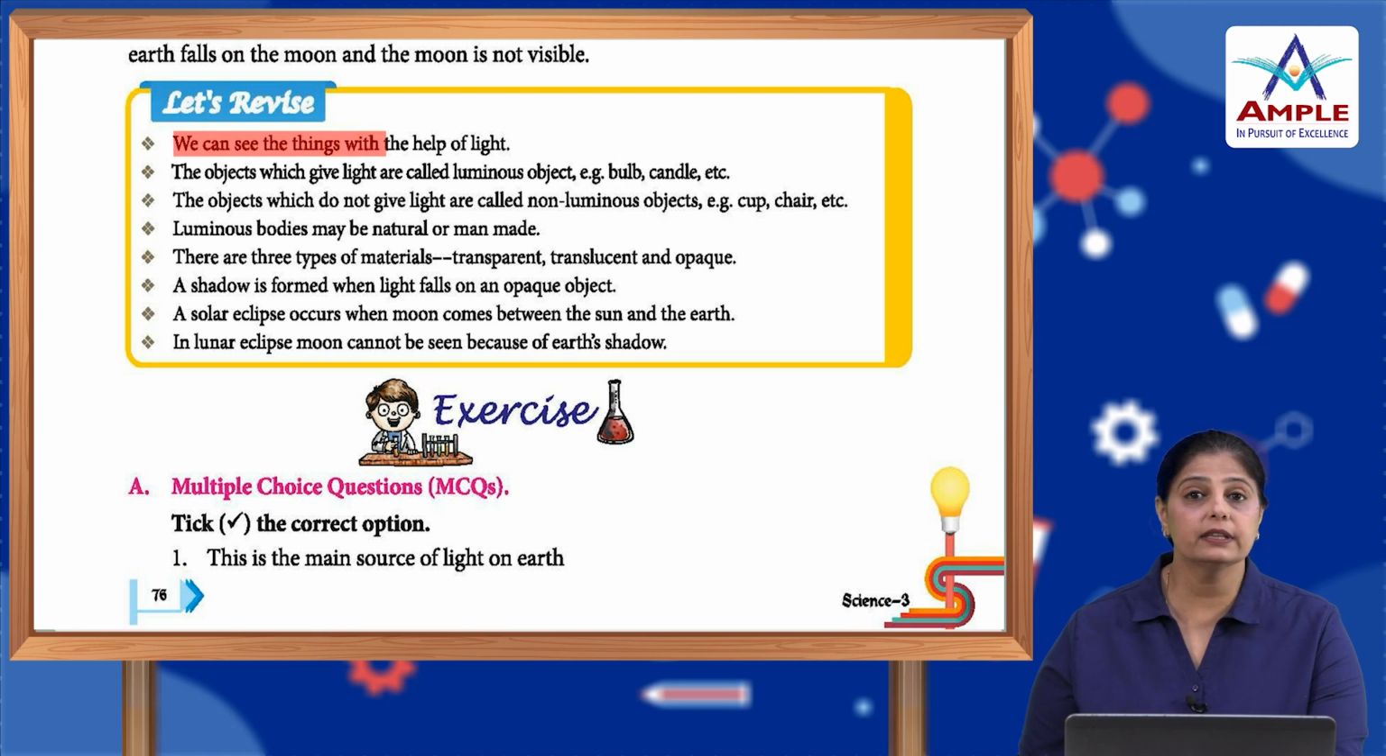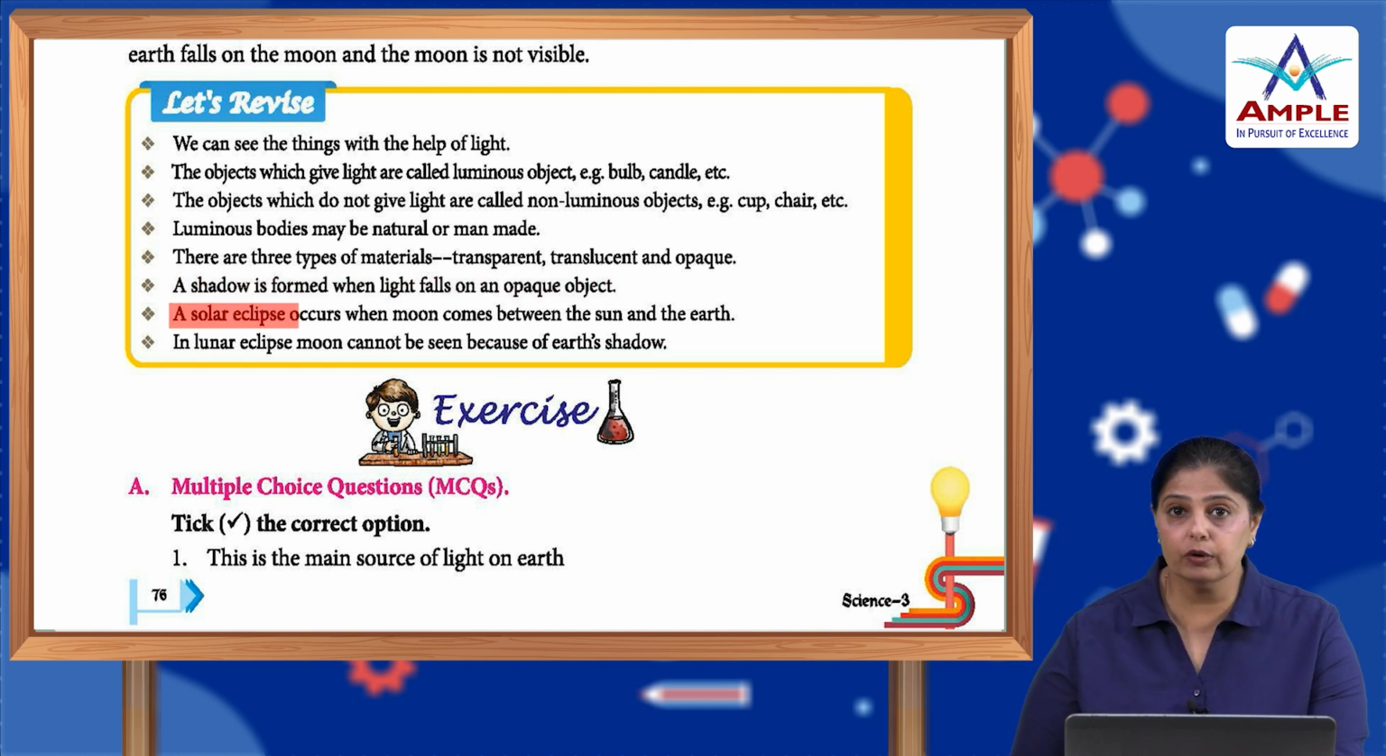We can see things with the help of light. What helps us to see things? The light. The objects which give light are called luminous objects, for example bulb, candle, etc. And the objects which do not give light are called non-luminous objects, for example cup, chair, etc. Luminous bodies can be both natural as well as man-made. There are three types of materials: transparent, translucent and opaque. A shadow is formed when the light falls on an opaque object.